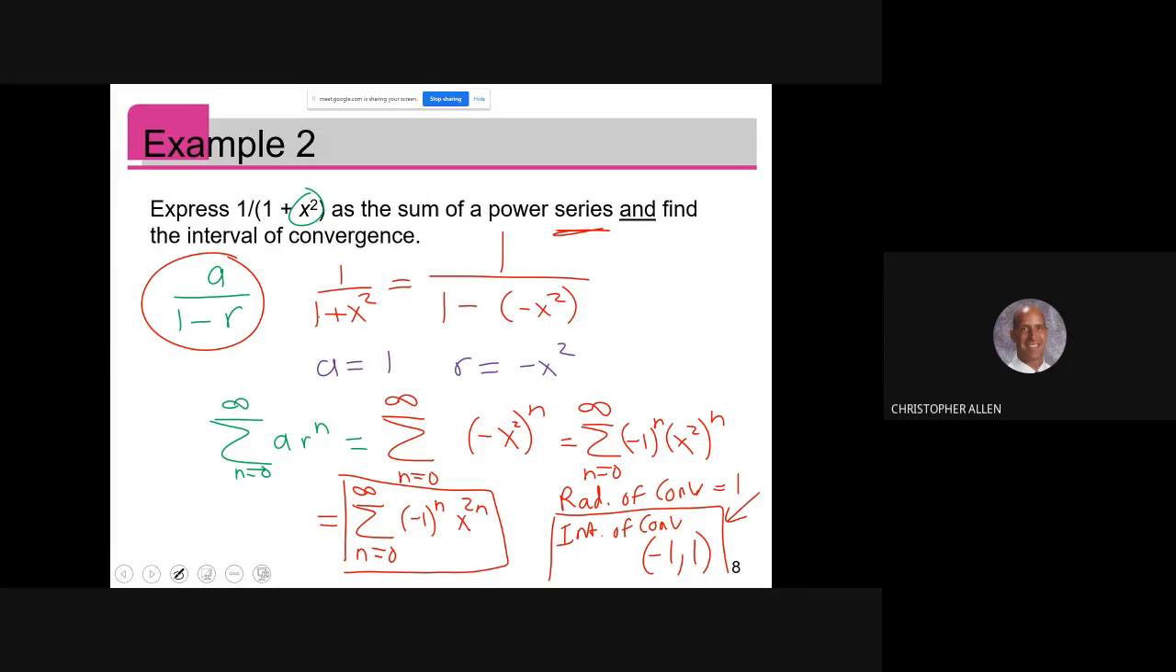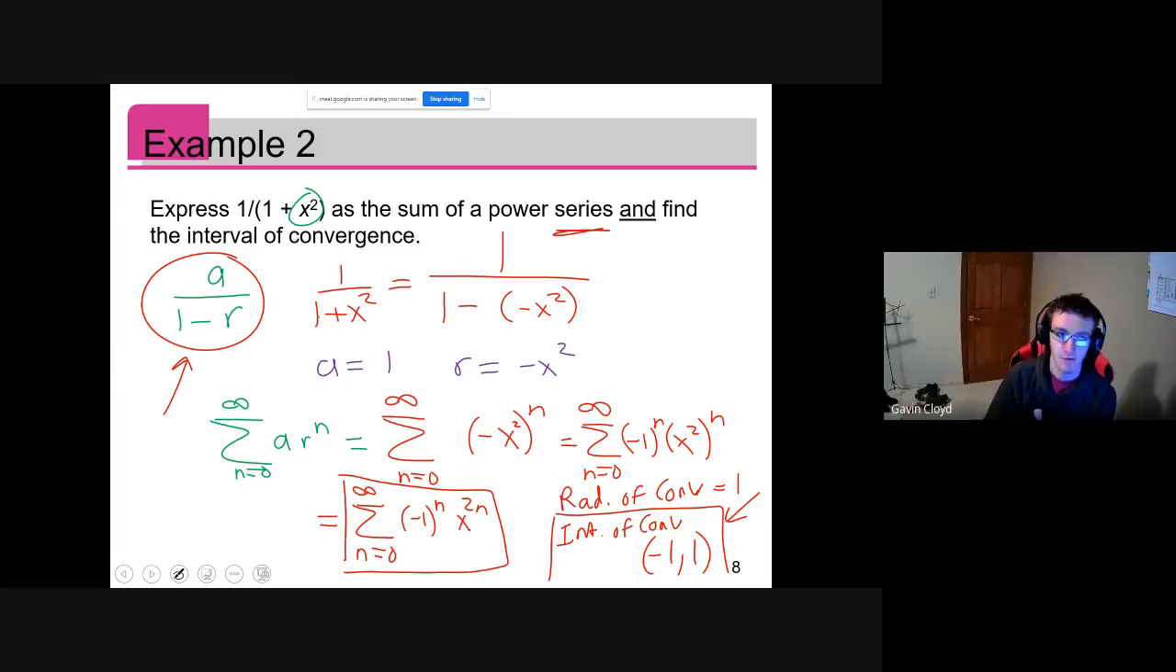All right. Comments or questions on this example? This one was a little bit easier than the last one. The big idea, though, is this. This is the big idea. Yes? Way back when you found r is -x², if it doesn't ask you to express it as a power series, can you just use the idea of a geometric series to find the interval of convergence? Yes.